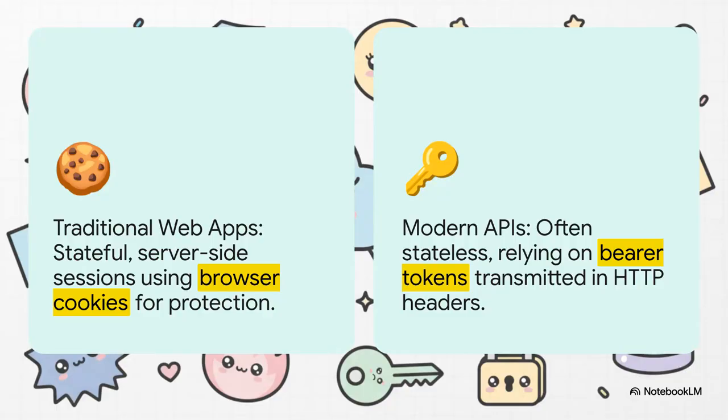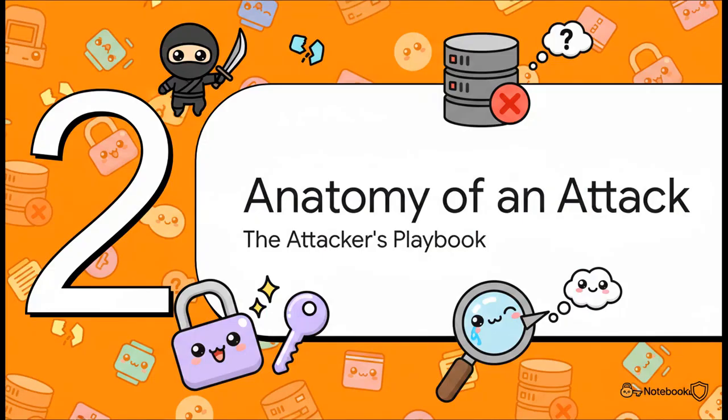And you know, modern APIs have some unique challenges here. With older web apps, the server would remember you with something called a session. But modern APIs are often stateless. They rely on something called bearer tokens. A bearer token is basically a digital key that says, whoever holds this key gets access. It's incredibly flexible, but it also means that if an attacker steals that token, it's pretty much game over until it expires.